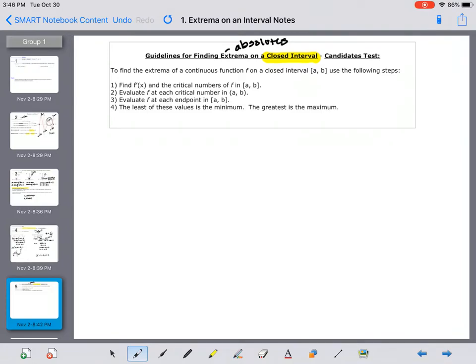Okay. And we identify absolutes by using what we call the candidate test. We first have to find the possible candidates and then figure out what the y values for each of those candidates are. So we want to find our derivative to find our critical numbers, and then we want to evaluate each of those critical numbers in the function, as well as the endpoints. So critical values and endpoints are candidates, are possibilities for maxes and mins.